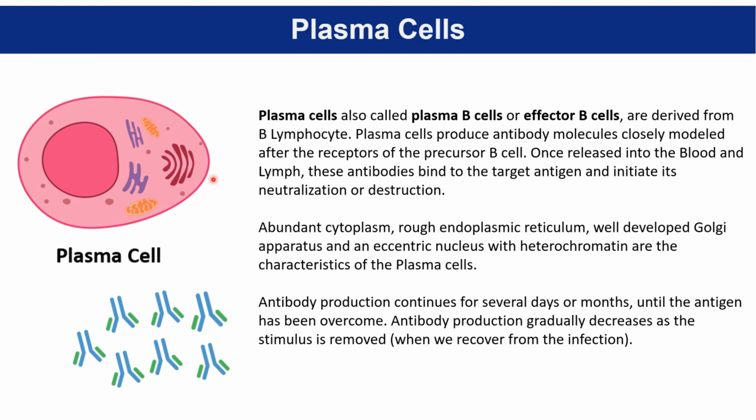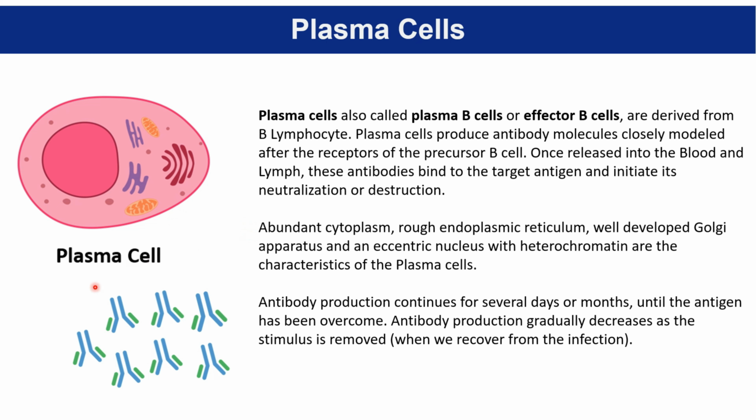Plasma cell, as I mentioned, is the B cell which can differentiate into the plasma cell. These are called plasma cells, or plasma B cells, or effector B cells. They are all derived from the B lymphocyte, and this plasma cell can produce a lot of antibodies, and these antibodies are closely modeled after the receptor of the precursor B cell. That means from the parent cell, wherever they are amplified in number, they will produce the same antibody that is present as the receptor on the precursor B cell.